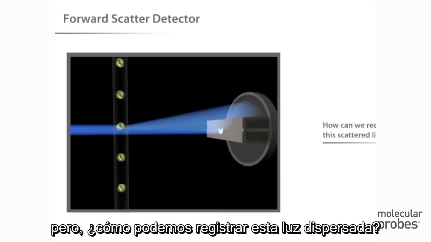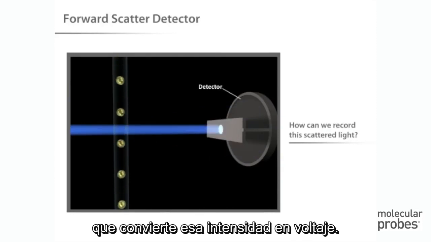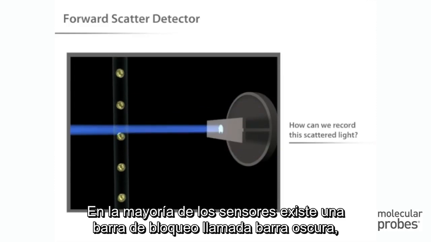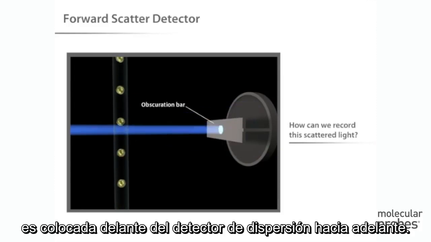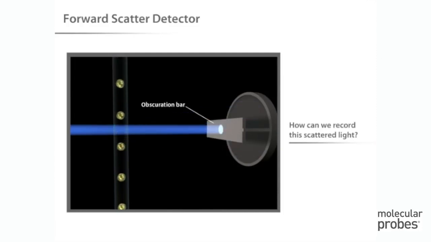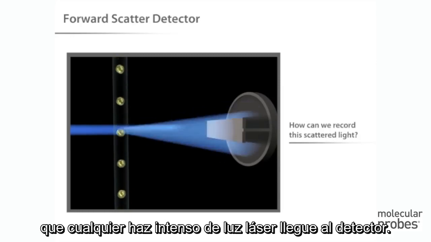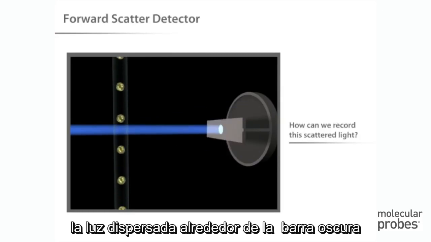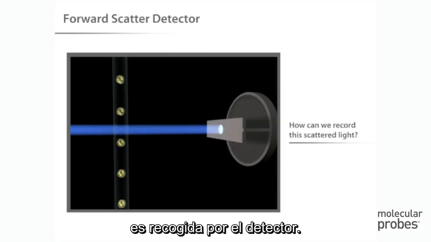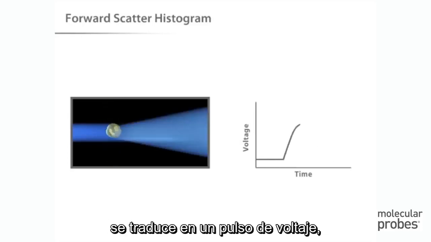But how can we record this scattered light? Light is quantified by a detector that converts intensity into voltage. In most cytometers, a blocking bar, called an obscuration bar, is placed in front of the forward scatter detector. The obscuration bar prevents any of the intense laser light from reaching the detector. As a cell crosses the laser, light is scattered around the obscuration bar and is collected by the detector. The scattered light received by the detector is translated into a voltage pulse.